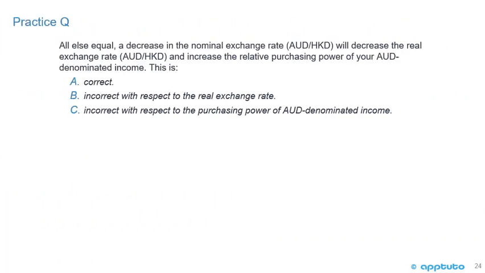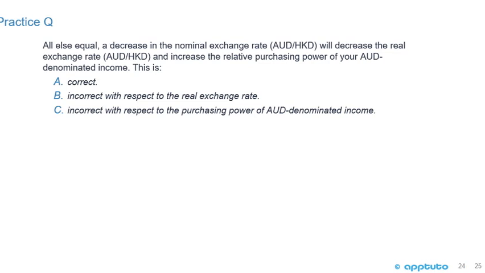Another practice question. This has been a very long LOS, but to get up to speed on the foreign exchange, this is what it takes, okay? So all else equal, a decrease in the nominal exchange rate, Aussie dollar over Hong Kong dollar, will decrease the real exchange rate and increase the relative purchasing power of your Aussie dollar denominated income. This is A, correct, B, incorrect with respect to the real exchange rate, or C, incorrect with respect to the purchasing power of the Aussie dollar denominated income.